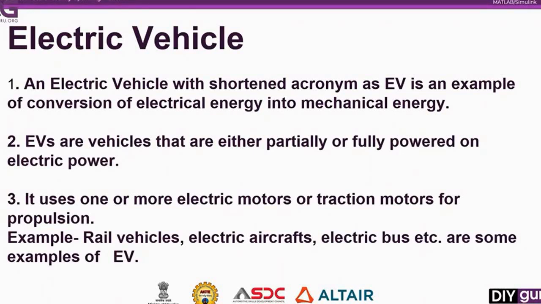As we saw, electric vehicles get the acronym EV, and they are either partially or fully powered by electric motors. When we say partially powered, we are talking about hybrid vehicles, and when we say fully powered, we are talking about battery electric vehicles. Now, these electric vehicles use one or more electric motors depending on the type of architecture or system they are using, or a single traction motor for the propulsion of these types of vehicles.